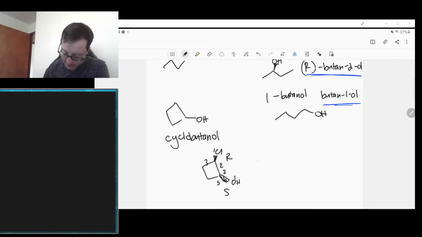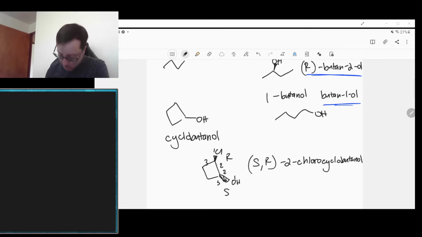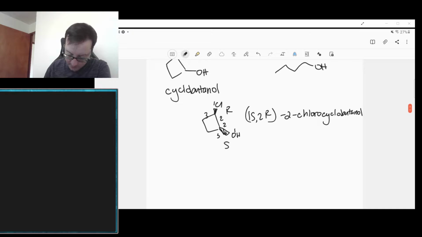We would say that this is 2-chlorocyclobutanol. I forgot my numbers. So 1S2R. We need to indicate that we have 2-chlorocyclobutanol, both of them on wedges. And of course, I can go crazy and give you something with all these carbons and all that. We'll not worry about that quite yet.